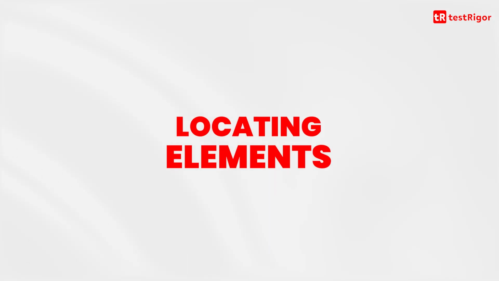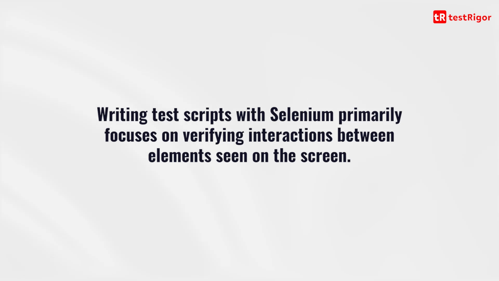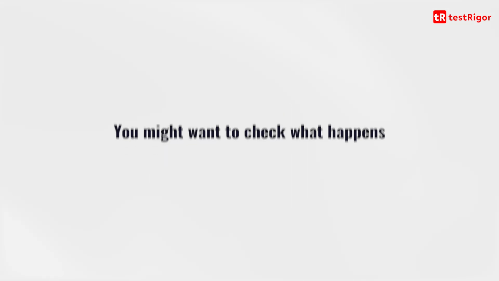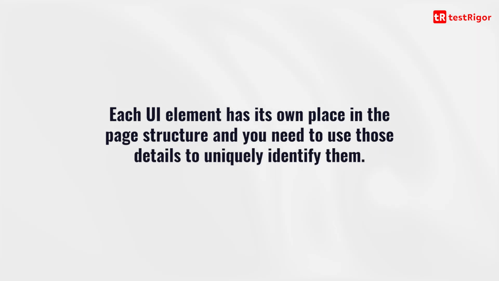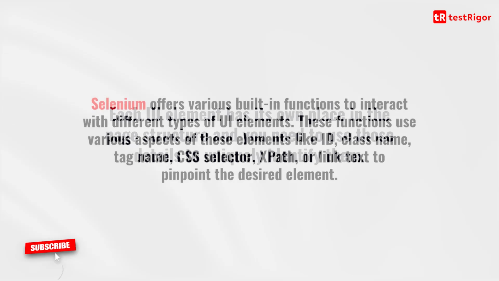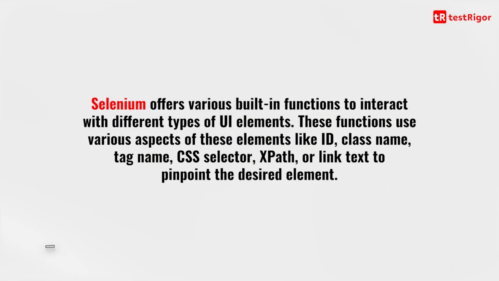Locating elements. Writing test scripts with Selenium primarily focuses on verifying interactions between elements seen on the screen. You might want to check what happens when you click a button or need to fill in text into fields seen on the screen. Each UI element has its own place in the page structure, and you need to use those details to uniquely identify them. Selenium offers various built-in functions to interact with different types of UI elements. These functions use various aspects of these elements like ID, class name, tag name, CSS selector, XPath, or link text to pinpoint the desired element.